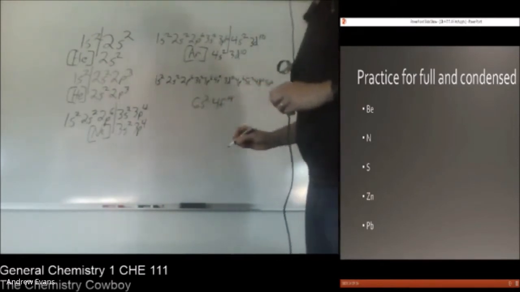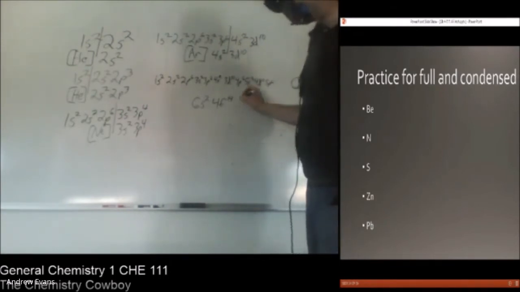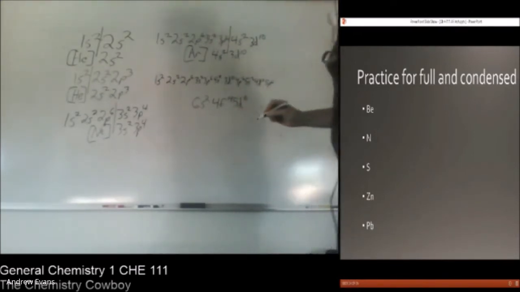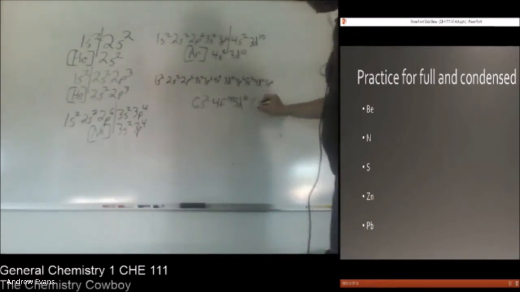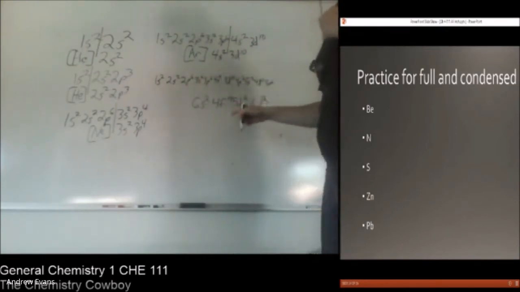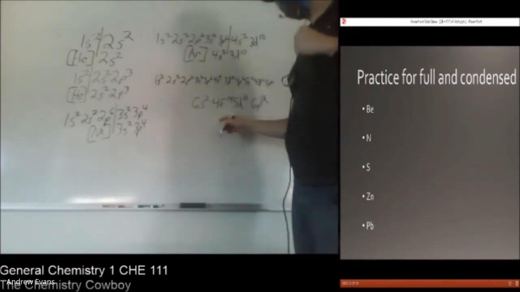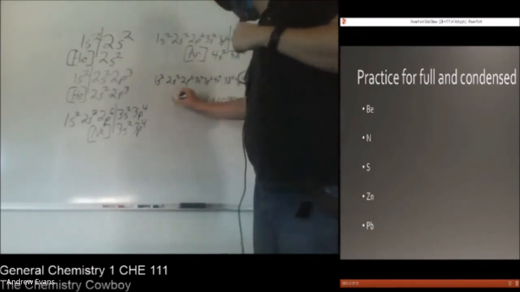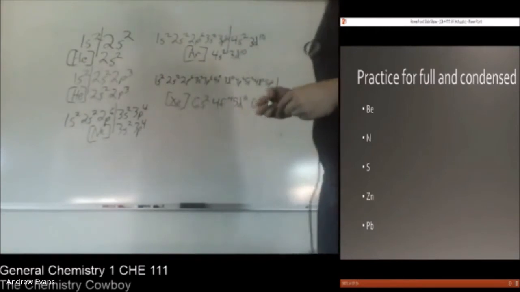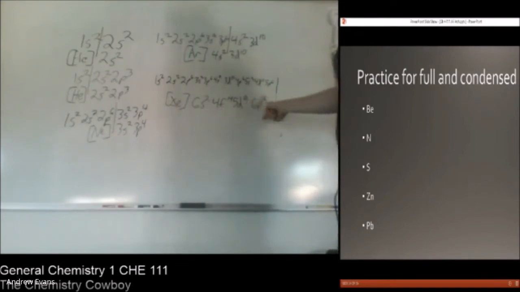4f14. And then we get back to the D. The D are row -1. So since this is row 6, it's 5d10. And now we're back to the P, 6p2. That's a whole mess. But looking at lead, one row up, all the way over, we can abbreviate that whole top part as xenon. Xenon, 6s2, 4f14, 5d10, 6p2.